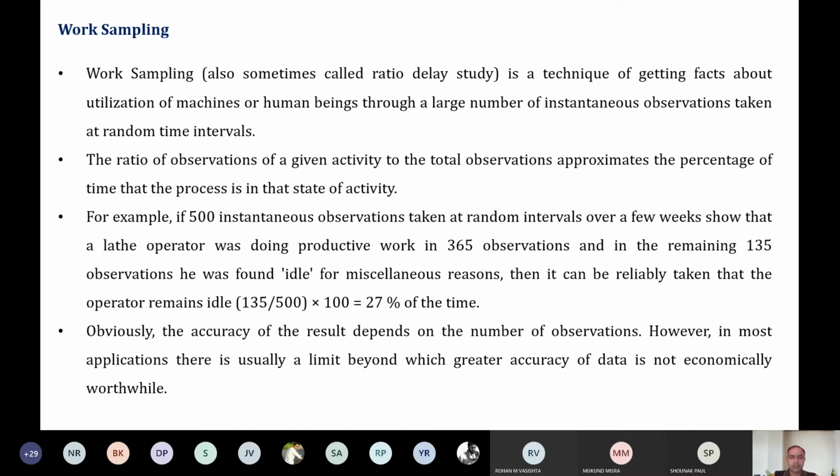So if we conduct this work sampling study, we can save a lot of money for the company, as well as help and motivate the employees to perform the job better than the way they are doing it. Okay, so that is about work sampling in general. How this is done: normally we randomly select the employees and conduct the survey, and survey means we observe their way of working.